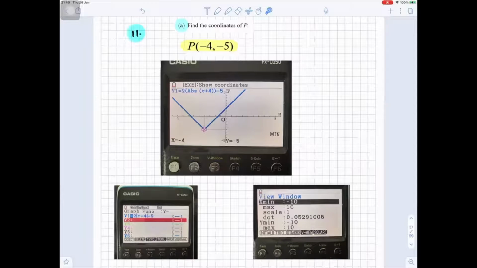Which you can see there on the graph. If you put that in your calculator, it gives you minus 4 and minus 5. So that is the function they have put in the calculator. 2, and make sure you get the absolute sign, x plus 4 minus 5. And you put the view window from minus 10 to 10, minus 10 to 10. Use standard. It would show you, and you go to GSolve, and you would find x is minus 4 and y is minus 5.